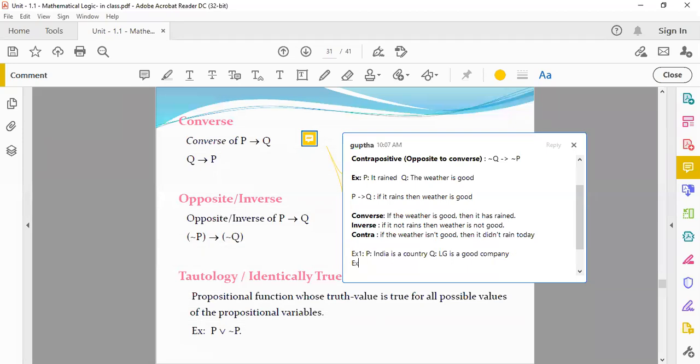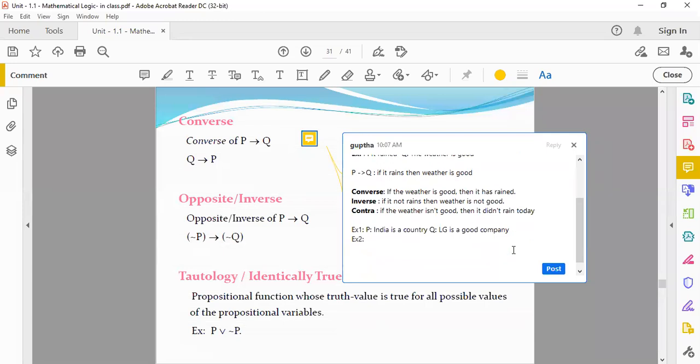Now coming to example number 2. If two angles in a triangle are equal, then the triangle is isosceles.